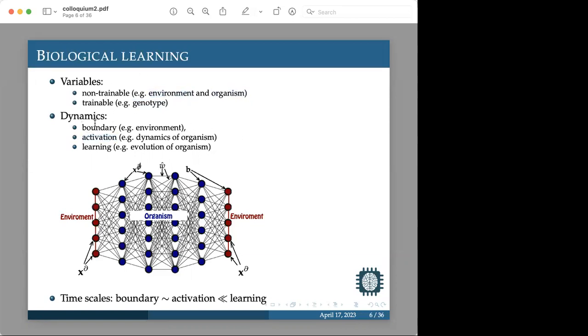Again, this happens on the same time scales, both boundary and activation, and then on much larger time scales, the organisms learn what is beneficial and what's not, and so they adjust their genotype, and that's called biological evolution, basically. But those time scales are much larger, so very similar to biological learning.